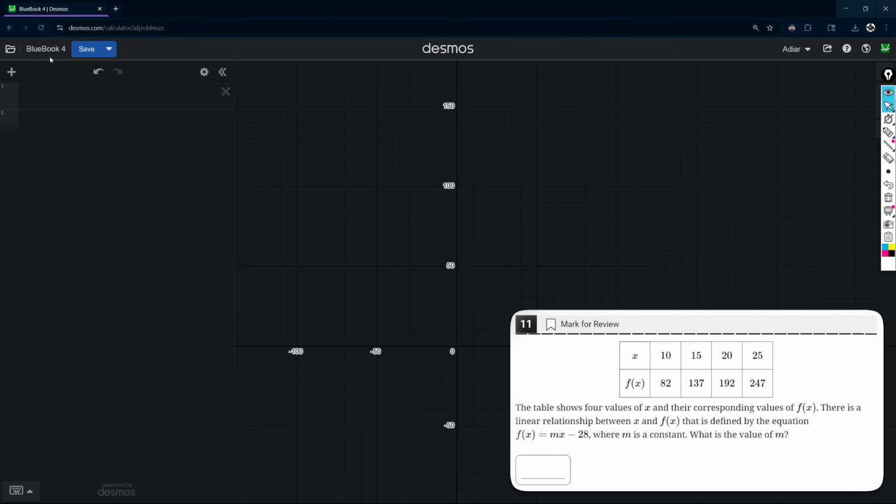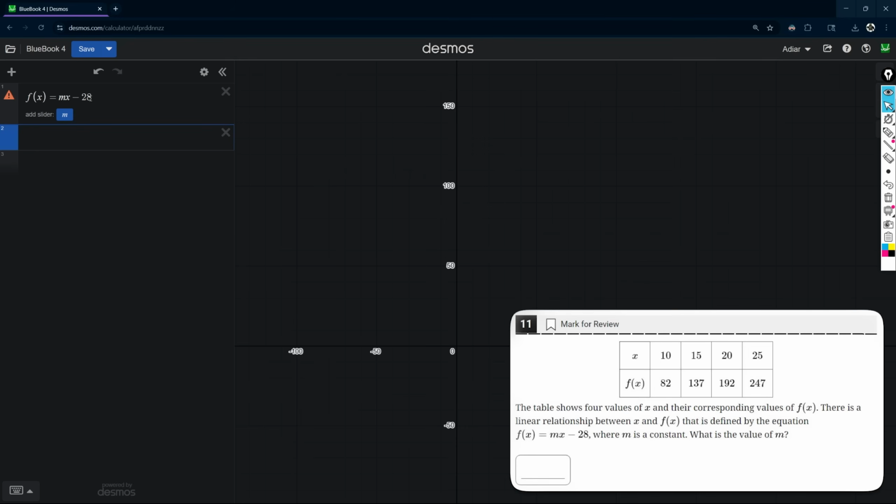This is a great Desmos question, and we can just plug in what they give us. F of x equals mx minus 28. And really, since we're solving for only one variable, m, we only need one equation, right? In a system of equations, we need the same number of equations as unknowns. And so when we have one unknown, we just need one equation.